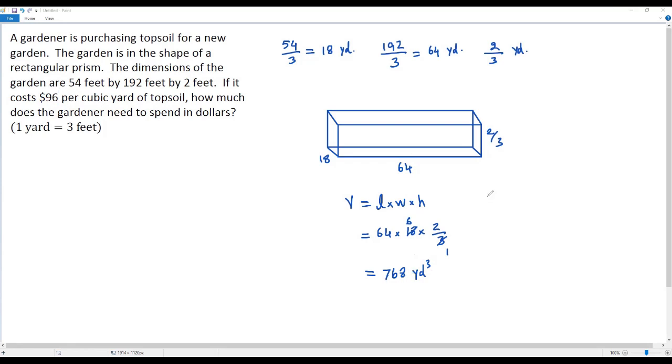Let me do it here. Cost equals 768 times 96. When I multiply 768 and 96, I am getting 73,728. So therefore, the gardener needs to spend $73,728.